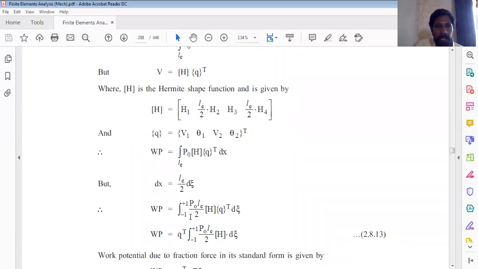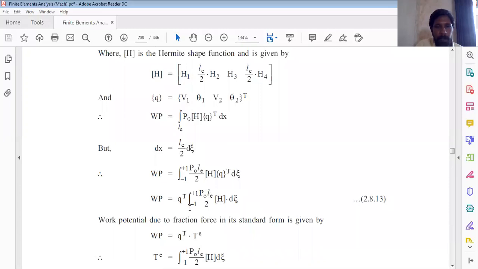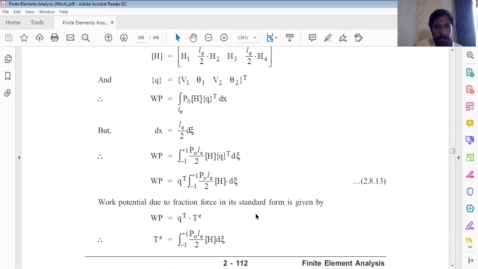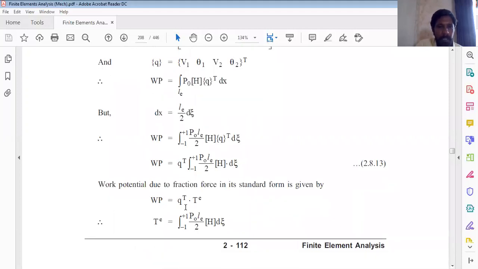So work potential is therefore equal to integration from -1 to +1 of P naught Le by 2, H into Q transpose d zeta. Here we have just substituted the dx value with Le by 2 d zeta. Therefore, work potential can be written as Q transpose integration from -1 to +1 of P naught Le by 2 into H d zeta. Work potential due to traction force in its standard form can be written as Q transpose into the load vector due to T, that is traction force or surface force.